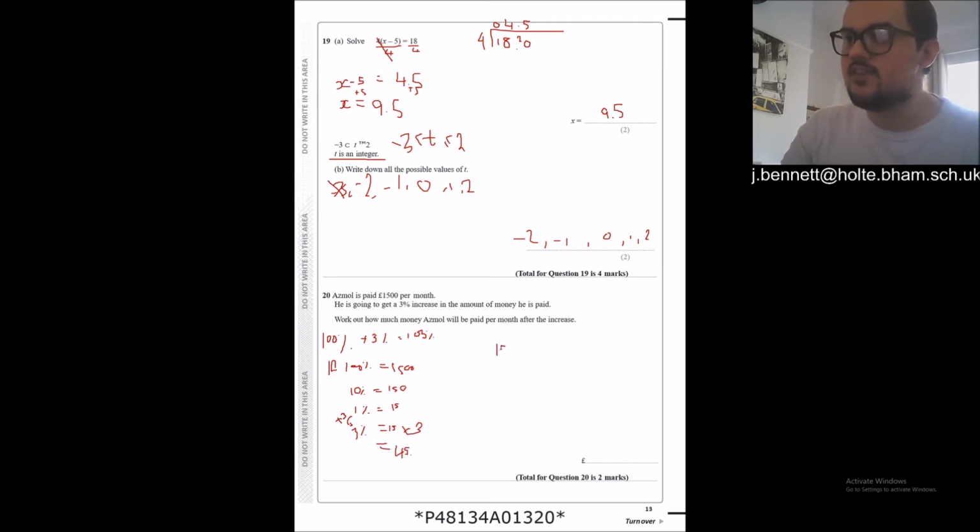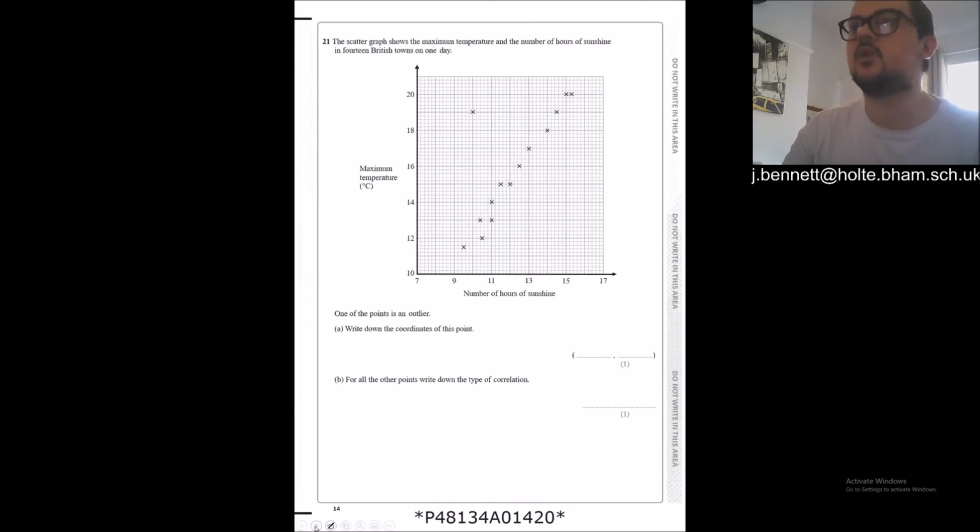So we add our 1500, which is our 100%. We have our 45, which is our 3%. We add them together, and we get 1545. That is our answer, 1545. And there is our answer. Let's move on to the next question.